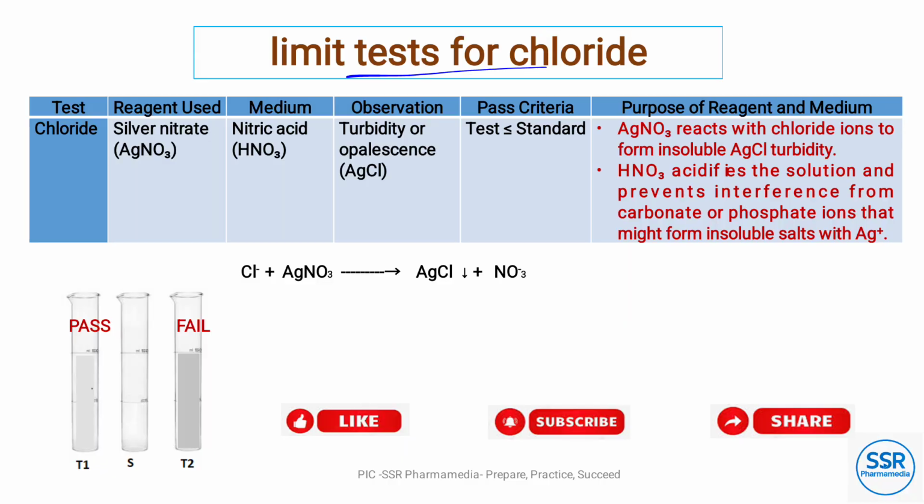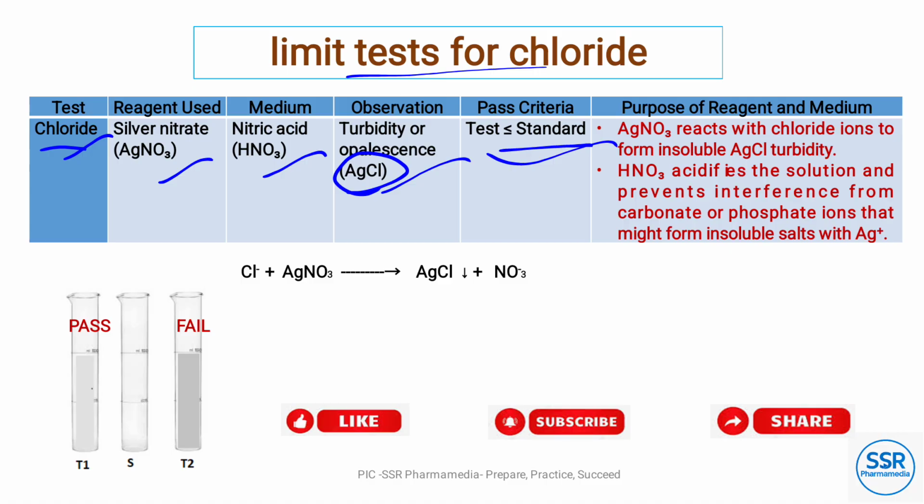So limit test for chloride we will discuss. Chloride is the impurity, and for identifying the chloride we need the reagent silver nitrate and the medium dilute nitric acid. The observation is turbidity or opalescence due to formation of AgCl, and the pass criterion is that the test is less than that of the standard. That means the test turbidity or opalescence is less than that of the standard.